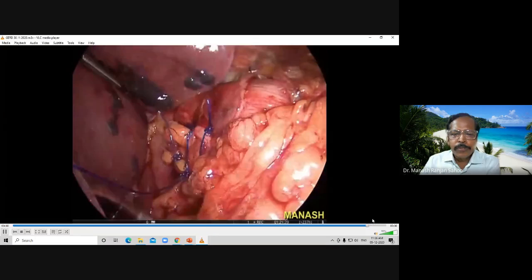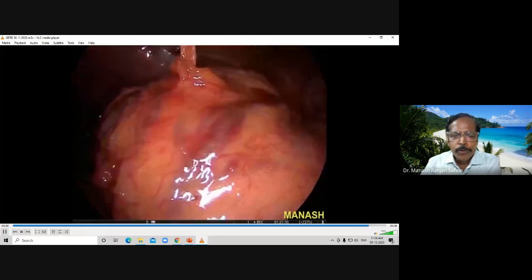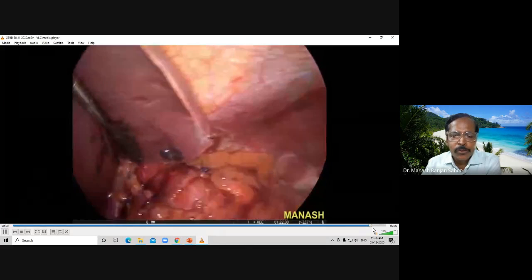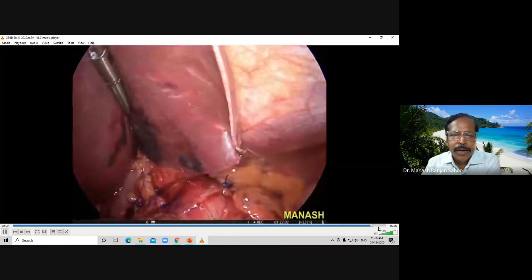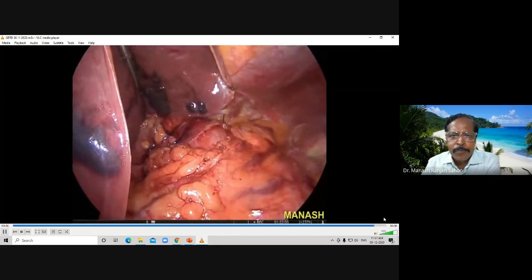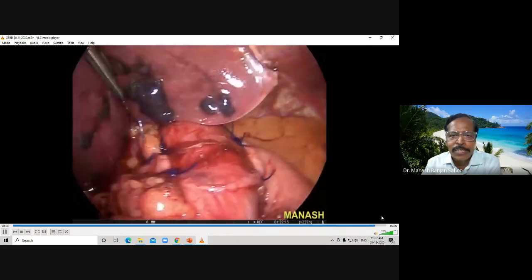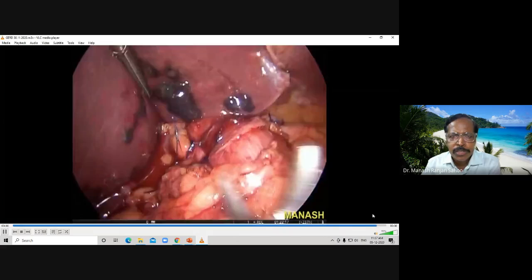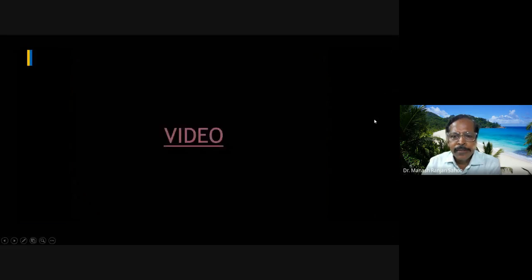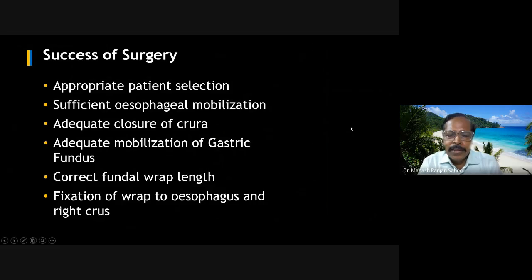So there are surgeons who routinely perform an endoscopy following a Nissen's fundoplication just to know that their wrap is not tight enough to induce any kind of dysphagia, but that's quite often probably not required. People also do it over an esophageal bougie, but those are probably not required that much. So success of surgery depends most importantly on the appropriate patient selection. That's probably the most important criterion.